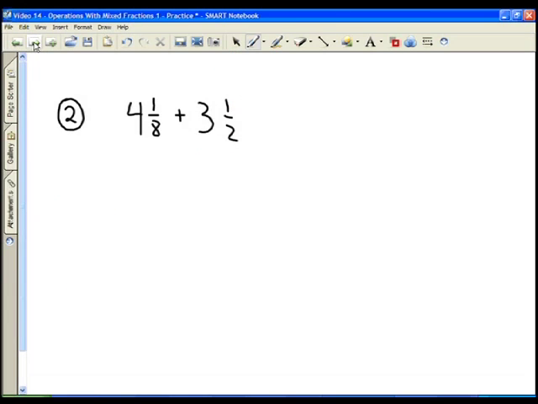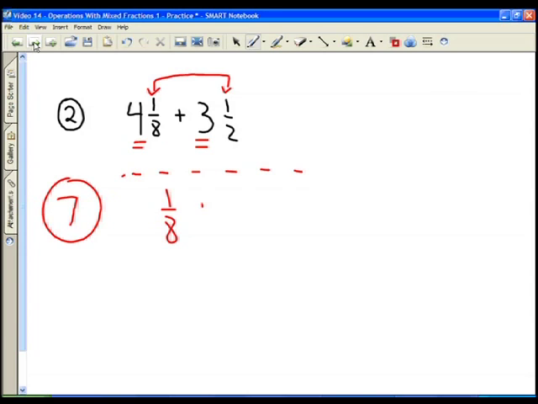And if we look at the second practice problem, I have 4 1/8 plus 3 1/2. Now, particularly with addition, sometimes you might want to deal with the whole numbers and then deal with the fractions. And that's what I'm going to do here, because I know that 4 plus 3 is 7. So I'm just going to remember that I have to add 7 at the end. And I'm now just going to deal with 1/8 plus 1/2.